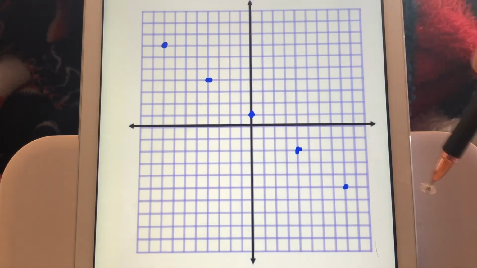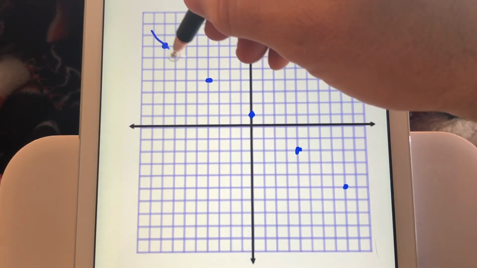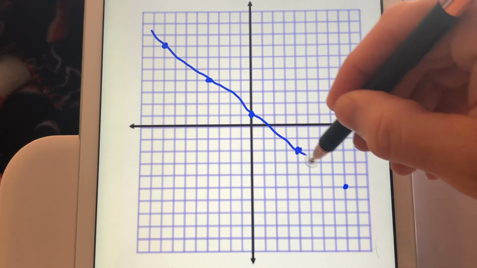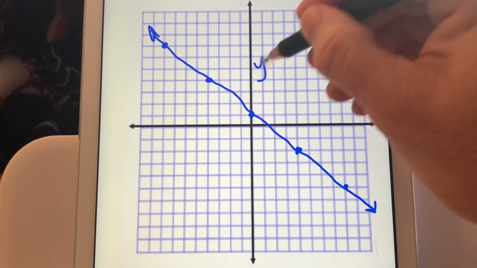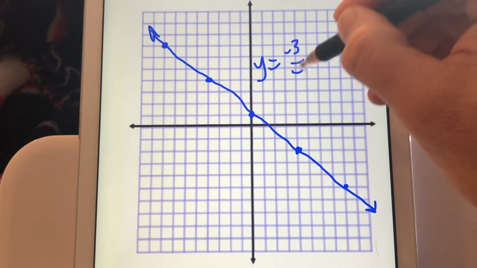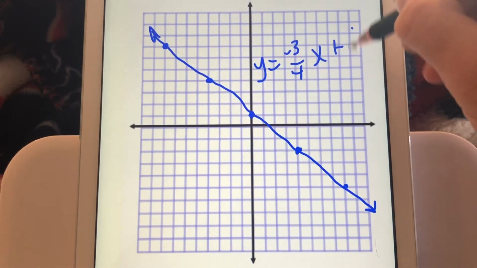Okay, so I've got my 5 points in a line. The domain here is all real numbers, so I have to connect those. Okay, so that's the graph of y equals negative 3/4 x plus 1.